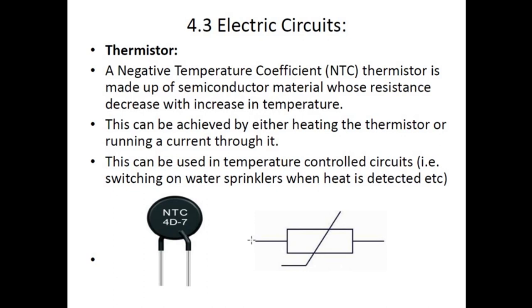This can be achieved by either heating the thermistor or running a current through it, because running a current through a semiconductor also produces heat. This can be used in temperature controlled circuits, for example switching on water sprinklers when heat is detected, etc. The actual component looks something like this, whereas in the circuit diagram it is drawn like this.